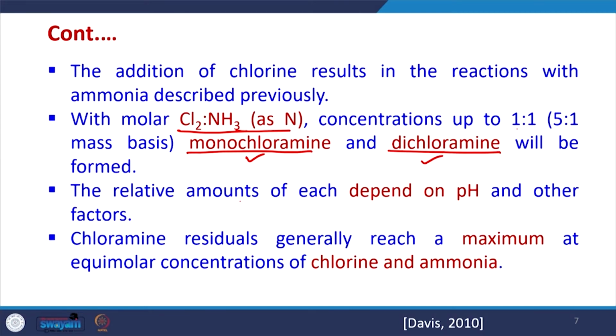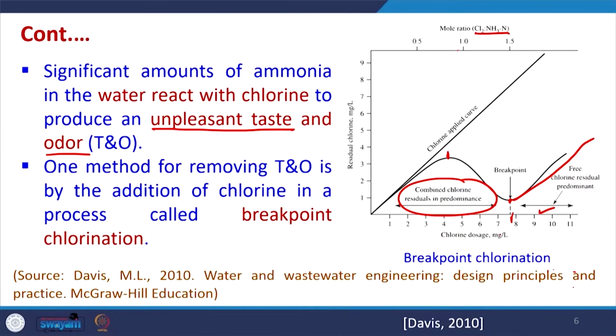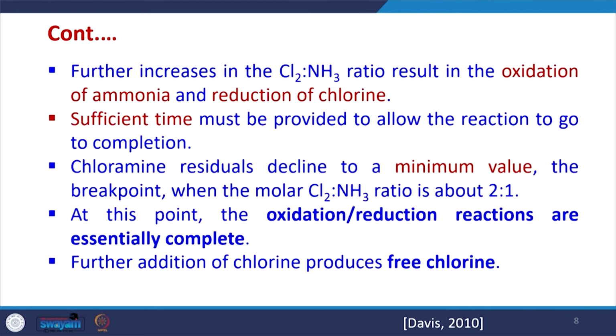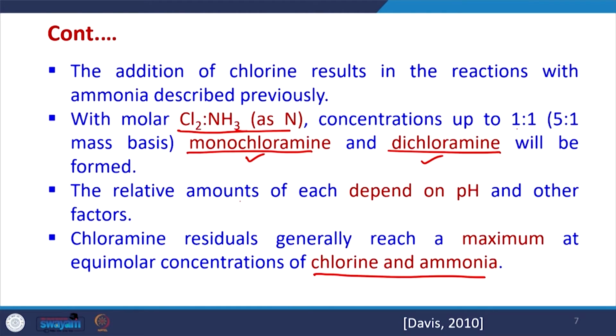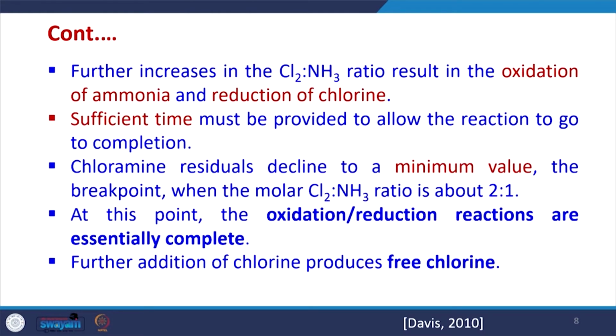Now, the chloramine residuals generally reach a maximum at equimolar concentration of chlorine and ammonia. So, we can see here in the figure this is reaching maximum around 1. So, this range is 0.5 to 1. They are reaching maximum around these ratios. So, this is the ratio at maximum concentration, where maximum combined chlorine will be formed. Now, after that, a further increase in this Cl2 to NH3 ratio will result in the oxidation of ammonia and reduction of chlorine. So, sufficient time must be allowed for this to complete.